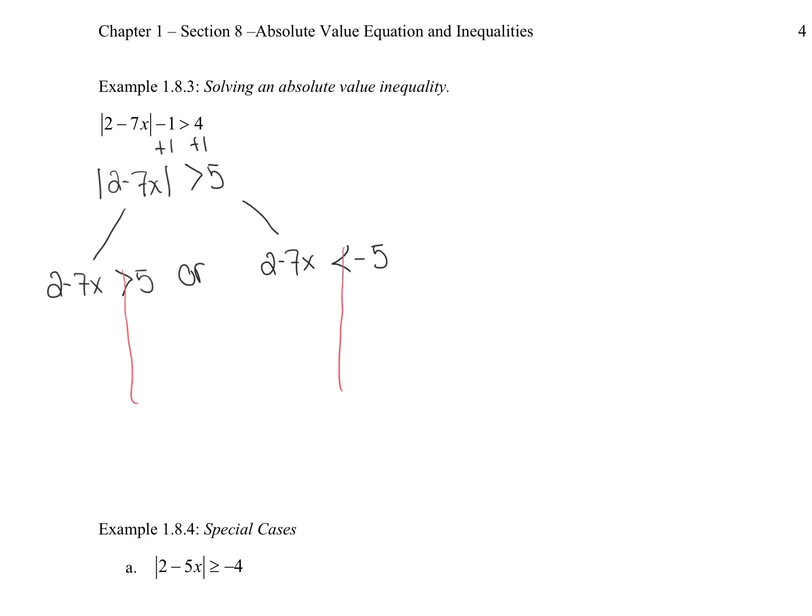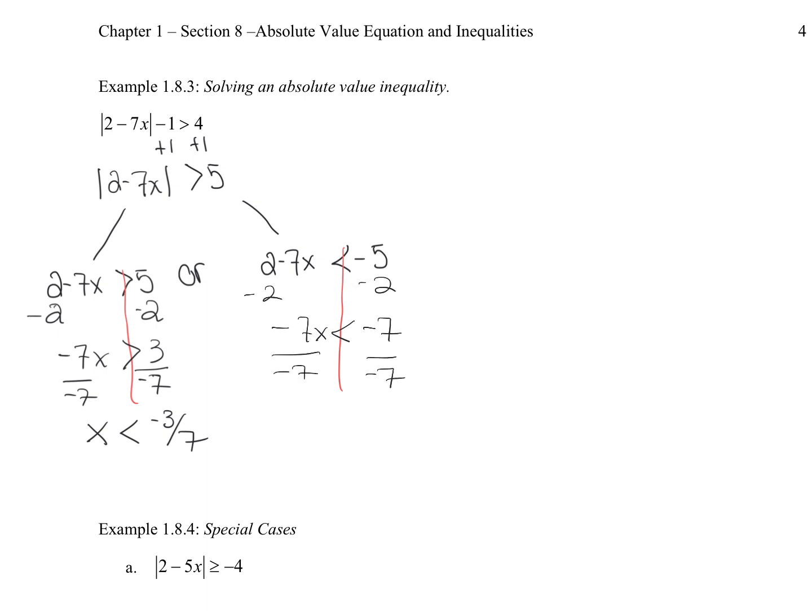Solve the two equations independently of each other. So minus 2, minus 2, negative 7x is greater than 3, divide by a negative 7, divide by a negative 7, x, because you divide by a negative, flip the inequality, x is less than negative 3 over 7. Let's go solve the other one. So minus 2, negative 7x is less than negative 7, divide by a negative 7. Again, remember to flip your inequality sign. X is greater than 1.